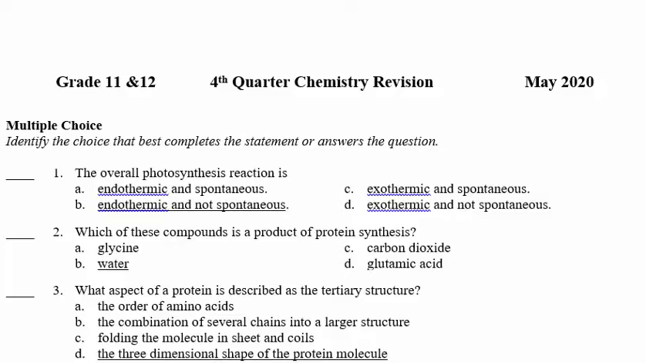Okay, number 1, the overall photosynthesis reaction is, first of all, endothermic because it requires the presence of energy. It uses the energy during the reaction, and it's not spontaneous because it has to be started in a certain way.